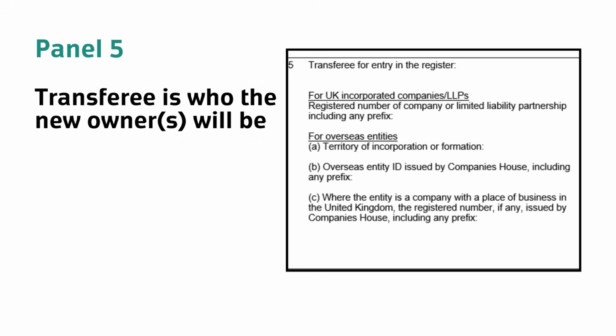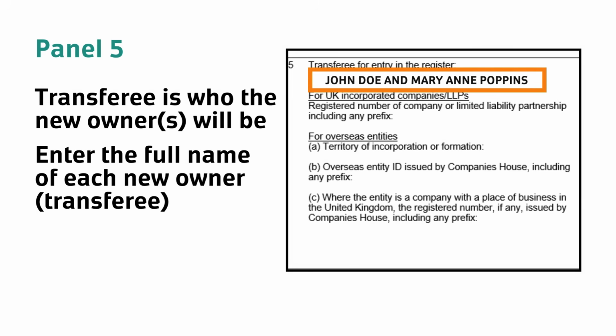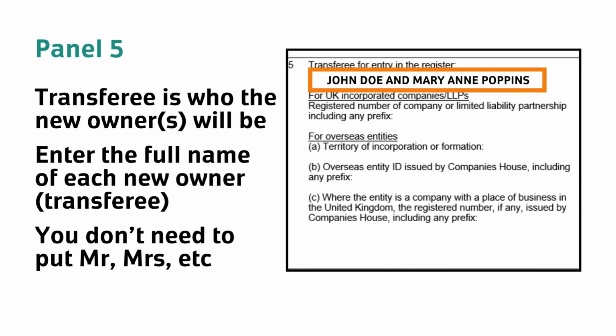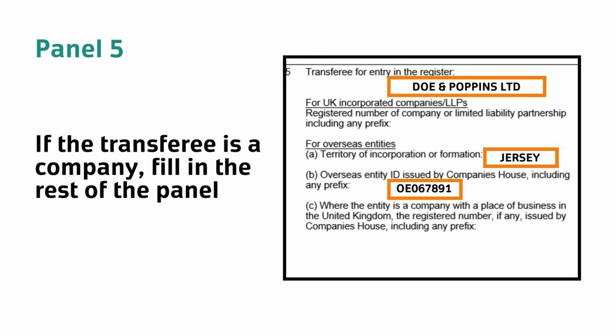Panel 5 asks for the details of the transferees, that is, who the new owner or owners will be. Write the full name of each transferee. You can enter a maximum of 4 people. Don't include titles such as Mr. or Mrs., but you can include other titles such as Doctor, Sir or Lady if you want to. If the transferee is a company, you will need to complete the additional sections of the panel as appropriate.